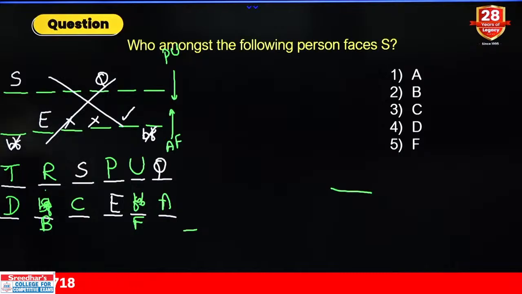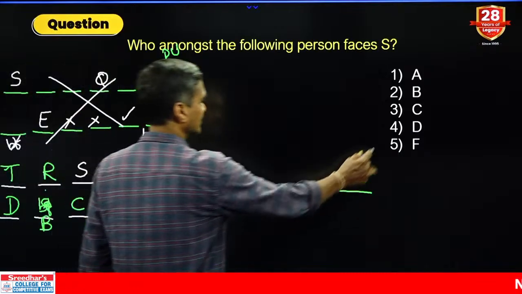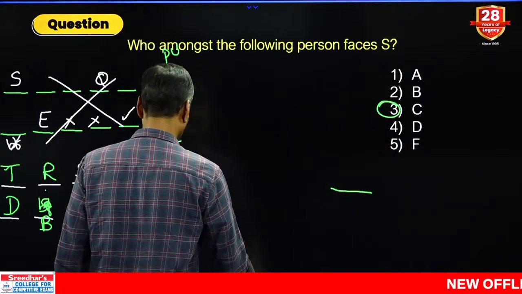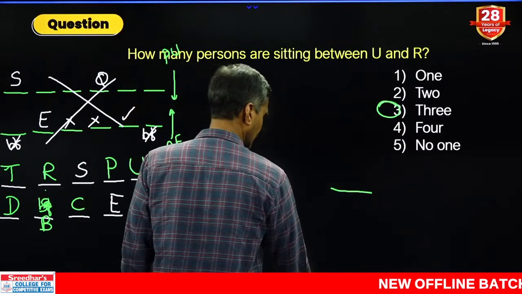And S is opposite to whom? C. And C is given in choice 3. Good. C, that is choice 3. Then coming to question number 8.